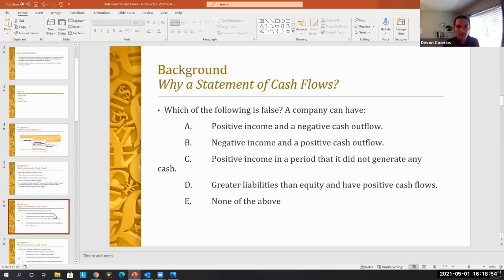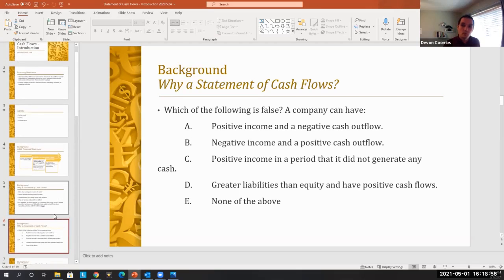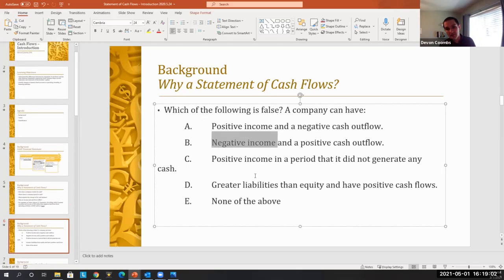So this is a question for the class. Which of the following is false? A company can have positive income and a negative cash outflow, negative income and a positive cash outflow, positive income in a period that it did not generate any cash, greater liabilities than equity, and have a positive cash flows, or none of the above.